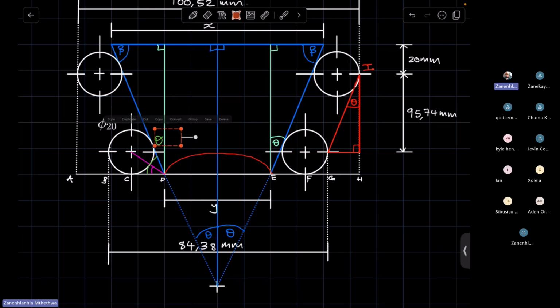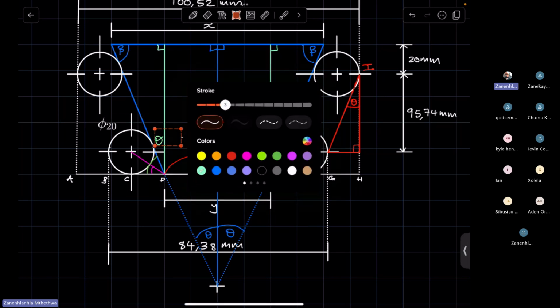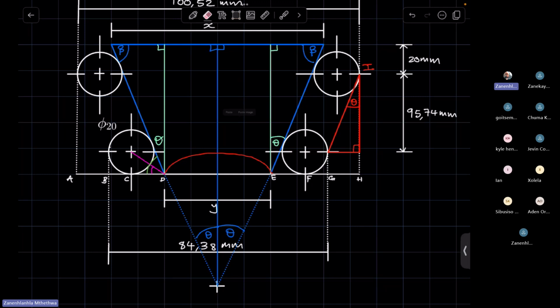Let's make this that color. Now, as we've established, this whole angle is equal to beta. So if this is equal to beta, that being half of this angle means that this small angle here will be half of beta. All right, so let us calculate that angle.